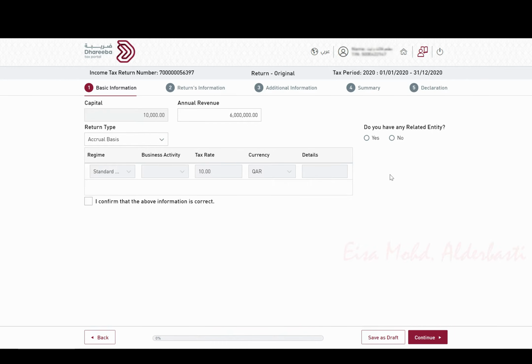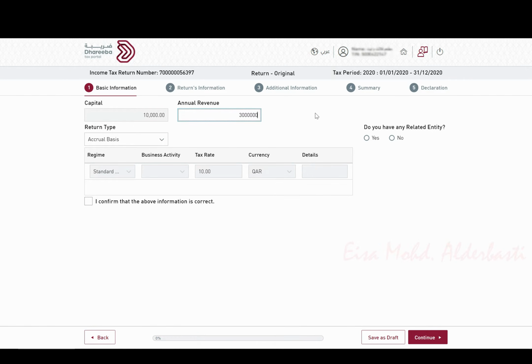So I have already logged into Dhareeba, and as you can see, I'm just trying to do a scenario where the revenue or the sales is more than 5 million. So in this case it's 6 million. So the system is saying that we cannot do a simplified return. We have to go on the standard accrual basis, which is the standard tax filing.